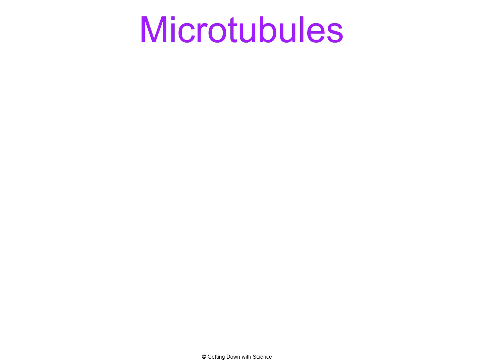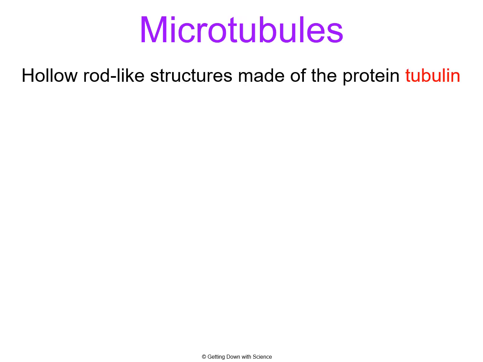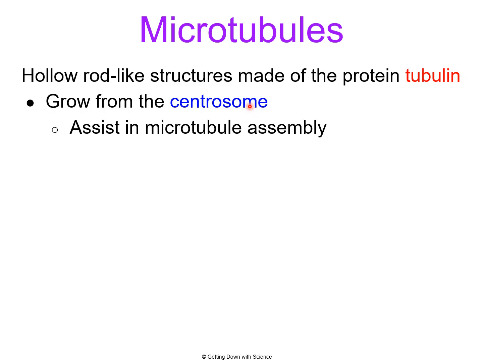So starting with the microtubules. Microtubules are rod-like structures, so they look like little rods or sticks, or like pasta before they cook, little noodles. So these are hollow rod-like structures, and they're made up of a type of protein called tubulin. They grow to form what are called centrosomes. And centrosomes are very important structures that assist especially in the process of mitosis and meiosis.